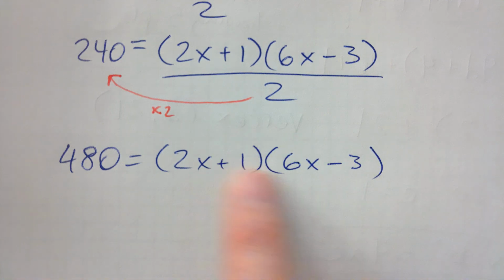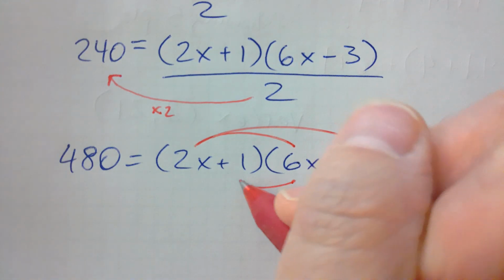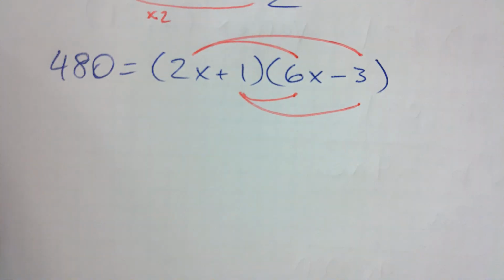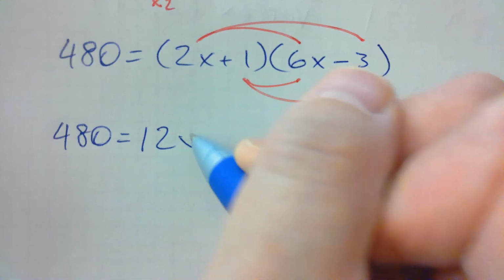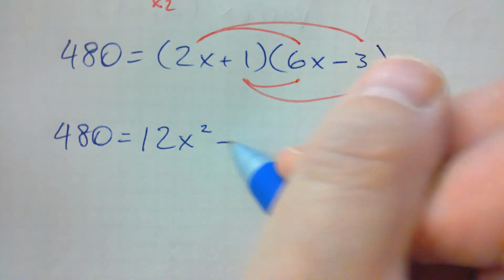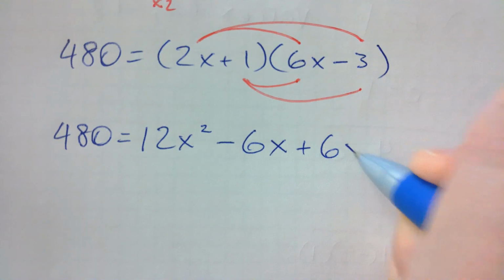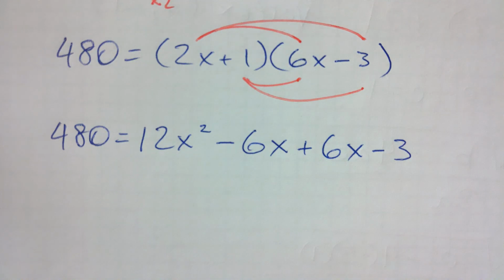Whenever you see this on the test, on the homework, what do we do? Foil. Good. That's why we spent so much time last chapter on factoring and expanding. So doing FOIL, 480 equals 2x times 6x, 12x squared. 2x times negative 3, negative 6x. 1 times 6x, plus 6x. And then 1 times negative 3, negative 3.